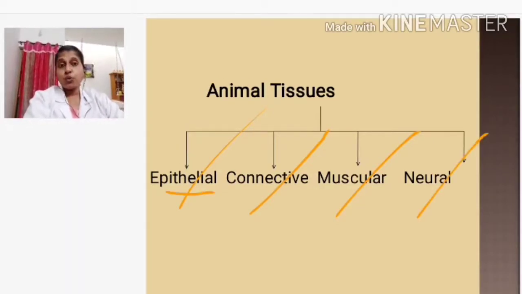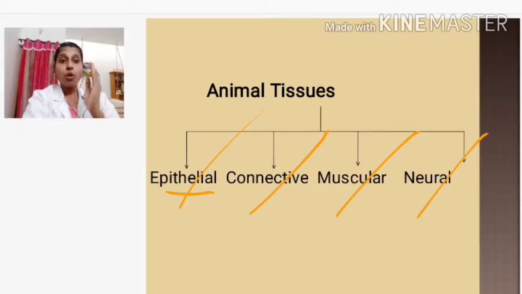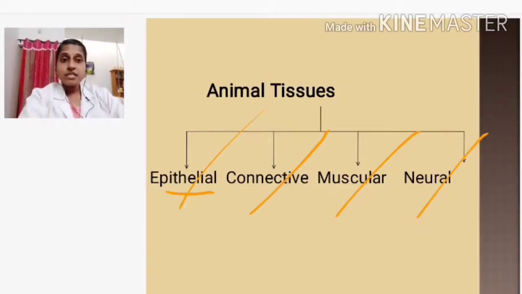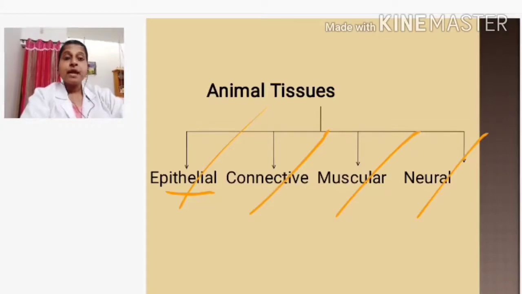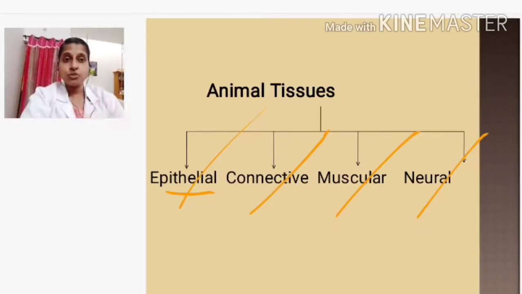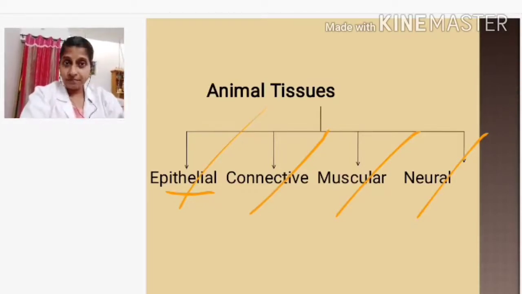Epithelial tissue, what do you mean by epithelial tissue? It is present on the outer or the inner covering, okay? So it's a covering layer of tissues, which we call the epithelial tissue. Next is your connective tissue. As the name suggests, these are the cells which are helping in connecting one part of a body with the other, right?